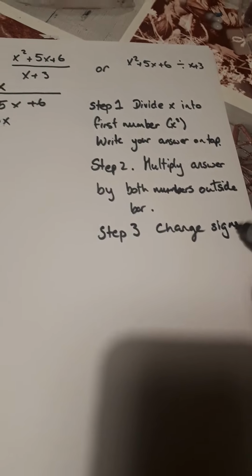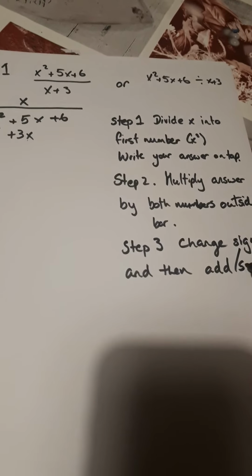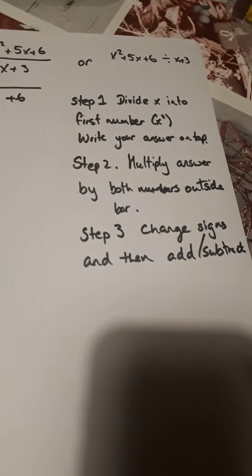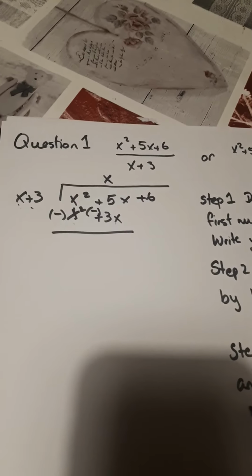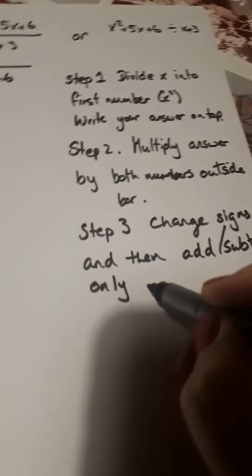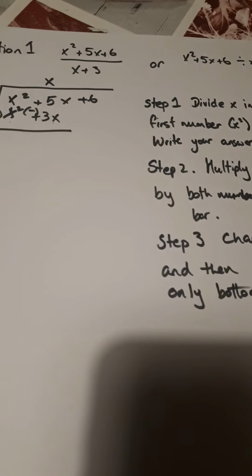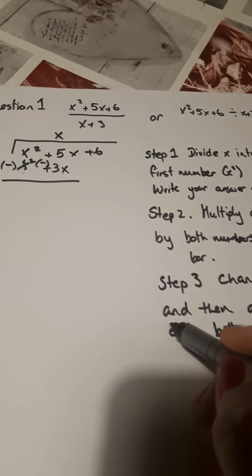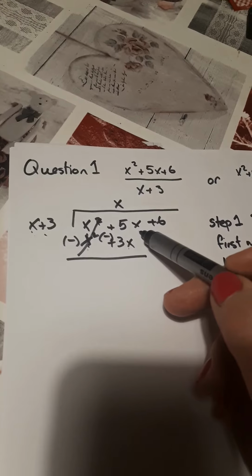Change signs, and then you either add or subtract. Okay, so I change signs here. That becomes a minus, and that becomes minus. Now it's always only the bottom line. Okay, so x squared, take away an x squared, they cancel each other out. This is now 5x, take away 3x, so that gives me 2x.